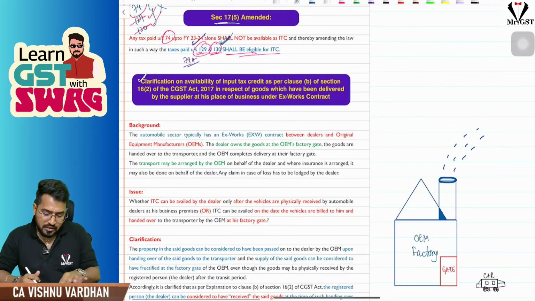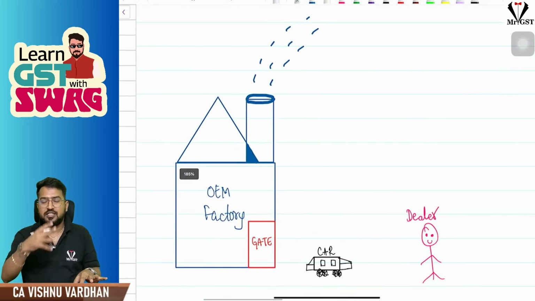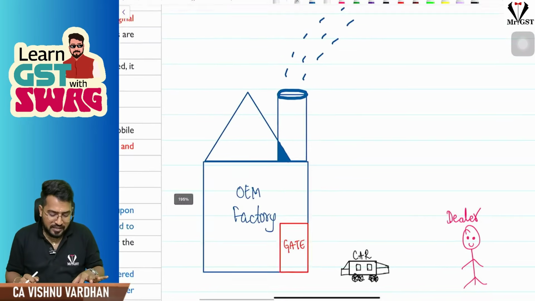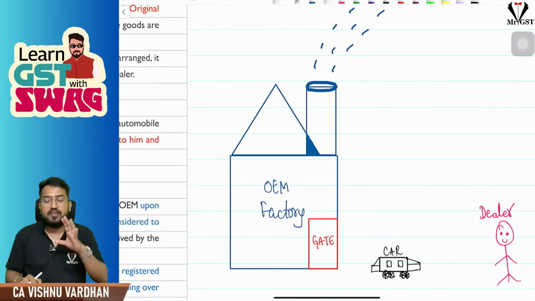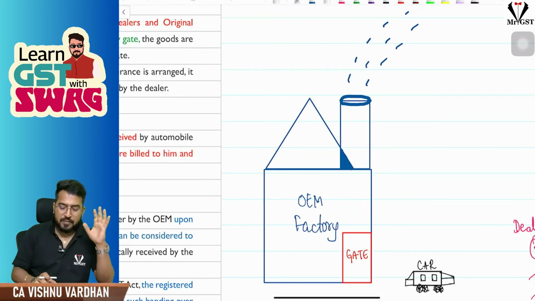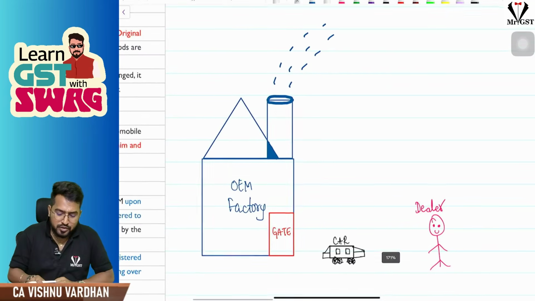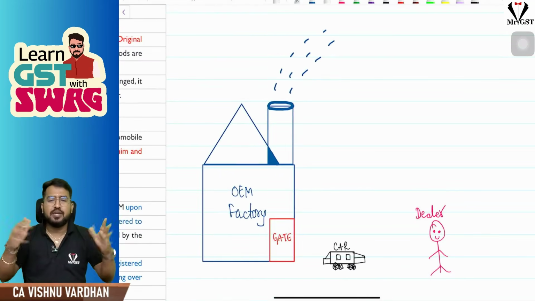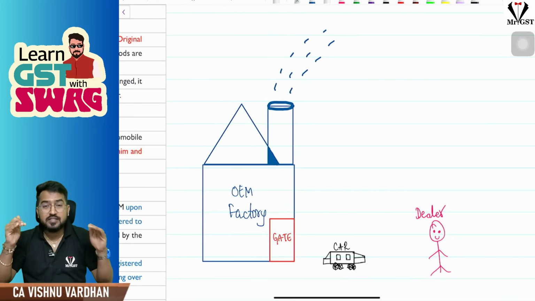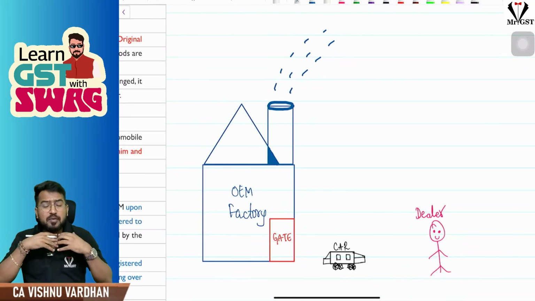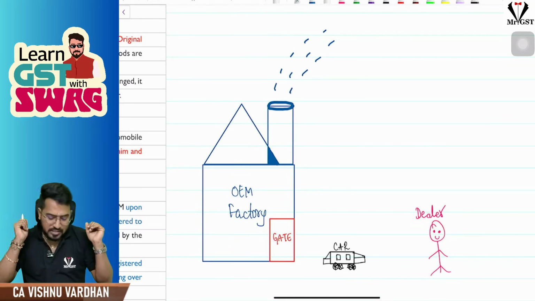Now see, I'll explain this with my artistic skills here. The original equipment manufacturer, this is mainly with respect to cars, there was a doubt. See, for example, there is a factory which is manufacturing cars, and there are dealers who are selling the cars or any goods you take. I repeat, this clarification is equally applicable for all the goods. What is this concept now?